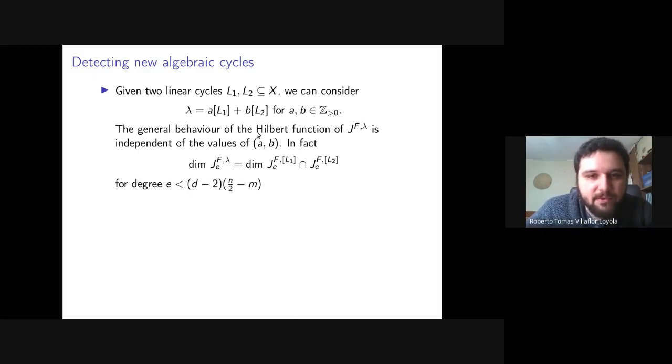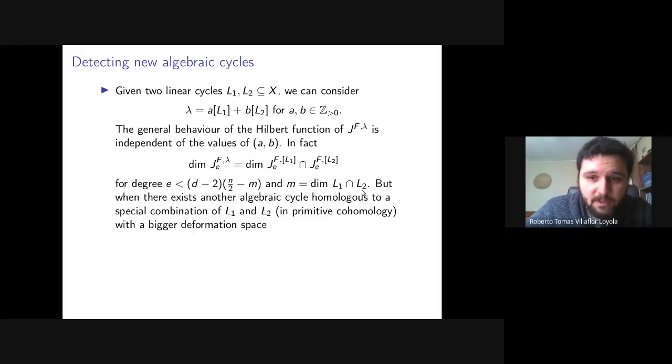So what will happen is the following. The Hilbert function will be, in fact, the Hilbert function of the intersection of the two ideals for some degrees, and this relation is governed by the size of the intersection of the two linear cycles. But this is what will happen in general when you take a general combination, but there will be some other combinations, some special combinations, where the behavior of the Hilbert function of this ideal will be different. It will be jumping in some special combinations, and these special combinations will be detecting the presence of an algebraic cycle of different nature, which is homologous to this combination in the primitive homology.